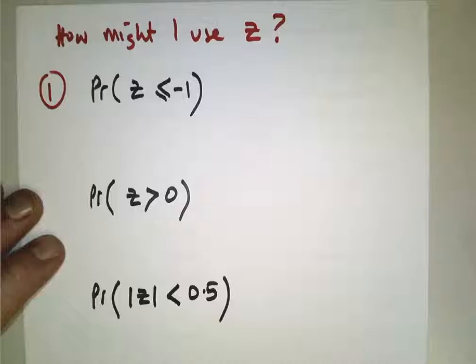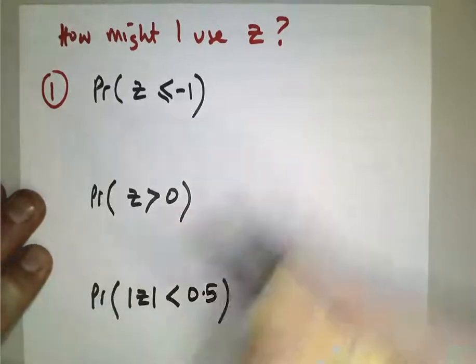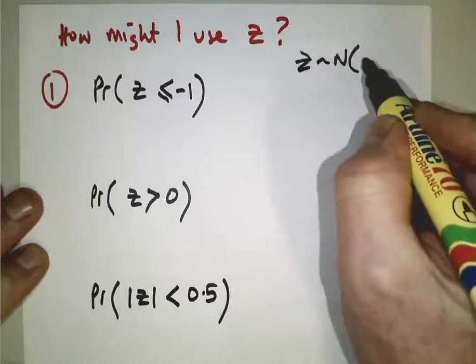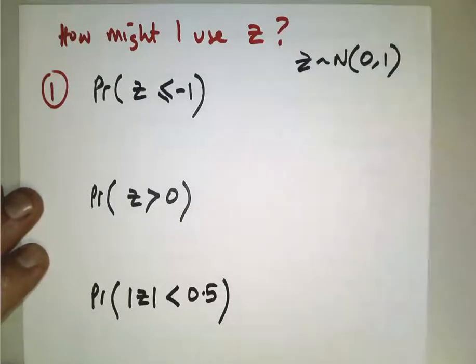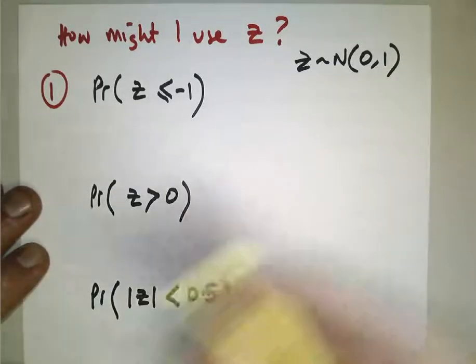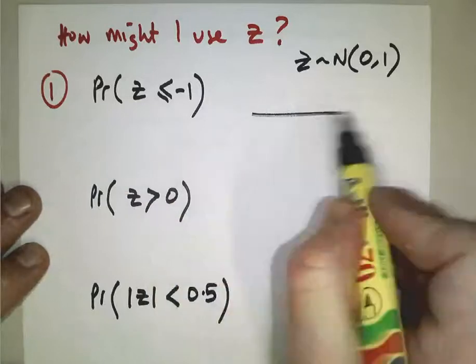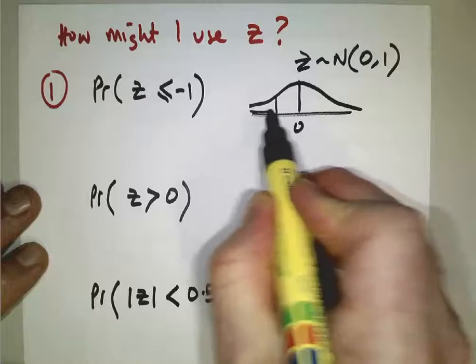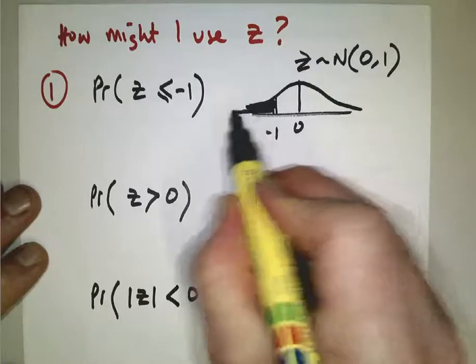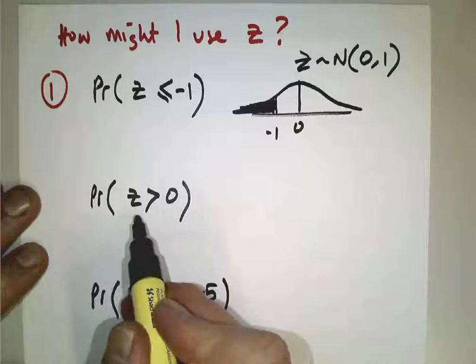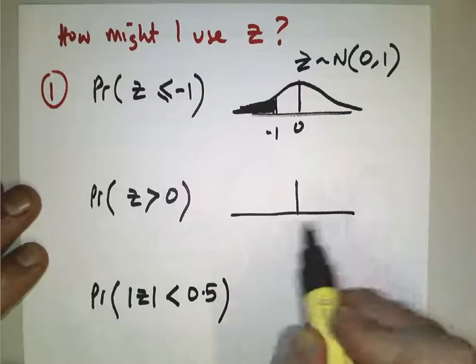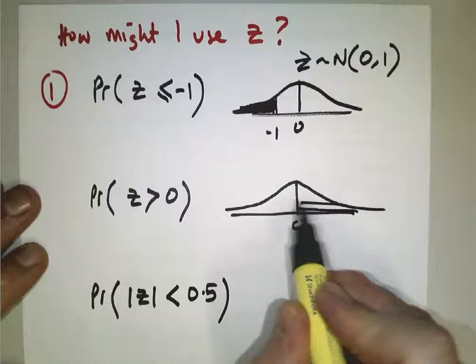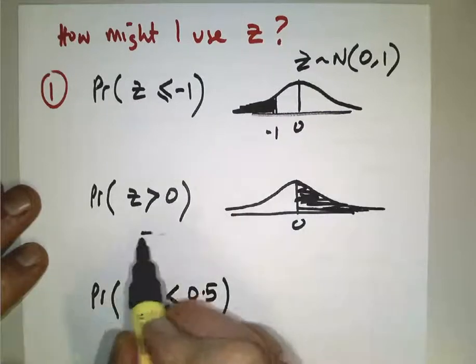Okay, well, how might we use Z, and how might I answer questions involving Z? Remember, I know that Z is normally distributed with a mean of 0 and a standard deviation of 1. So if I've been given questions like, what is the probability that Z is less than or equal to -1? Well, I know that that will look like a normal distribution with a mean of 0. There's -1. I'm looking for that area. What is the probability that Z is greater than or equal to 0? That's going to be all of this. And because it's perfectly symmetrical, I know that's going to equal 0.5.